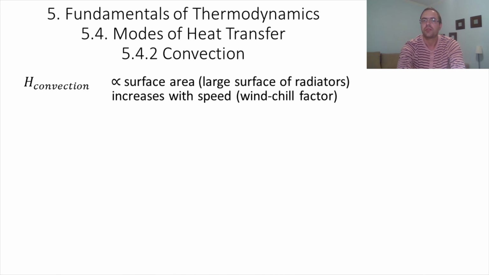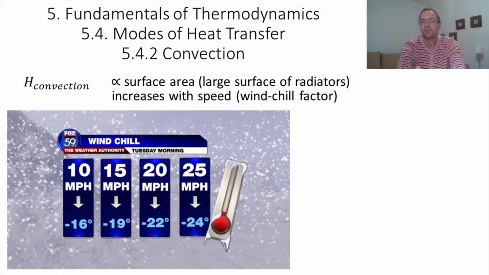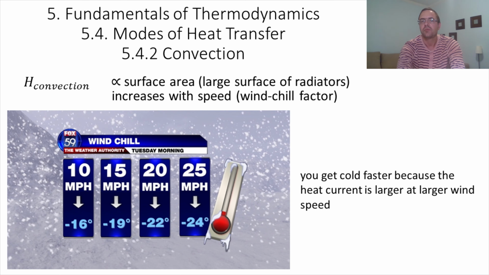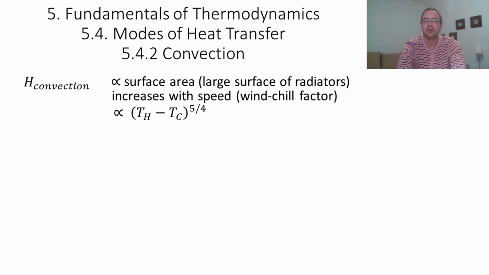The heat current also increases with speed. This is known, in fact, as the wind chill factor. Sometimes the weather channel will give you a colder temperature than the real temperature. And this is because you get cold faster when there is wind. And this is the result of the heat current being larger at larger wind speed. And finally, the heat current from convection is proportional to the temperature difference to the power 5/4. For conduction, it was to the power 1, but for convection, it is 5/4, so more than 1.